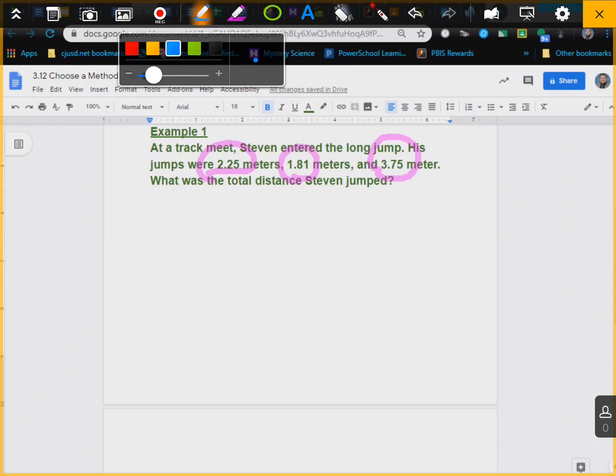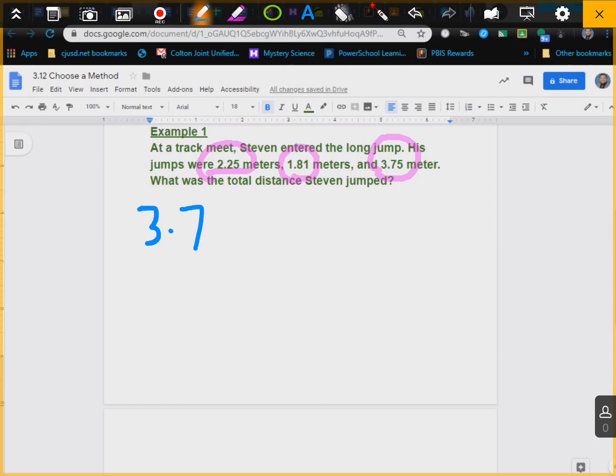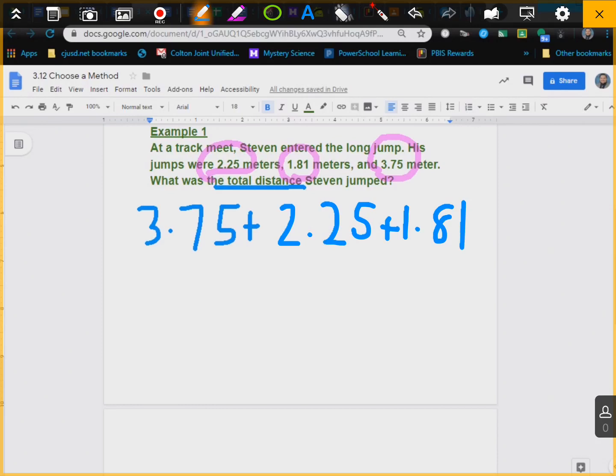And I'm going to use a commutative property. I'm going to rearrange them. Since I know I'm going to be looking at the total distance, I'm going to be adding 3.75 plus 2.25 plus 1.81. So I'm going to rearrange them from biggest to smallest. And then I'm going to use associative property. I'm going to put these two in parentheses. I want to add them first.